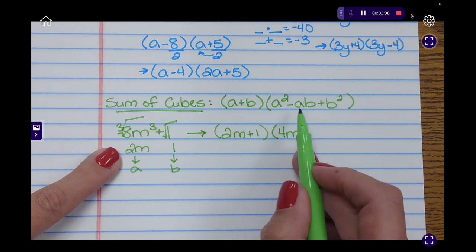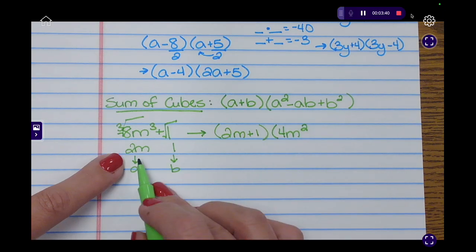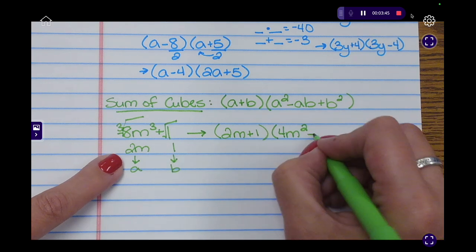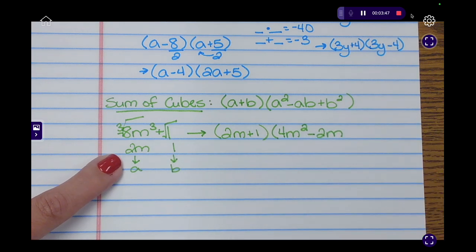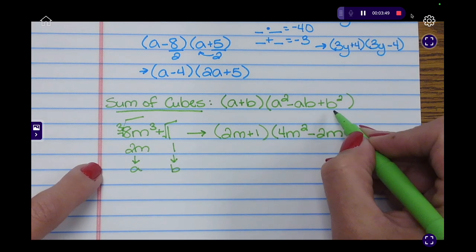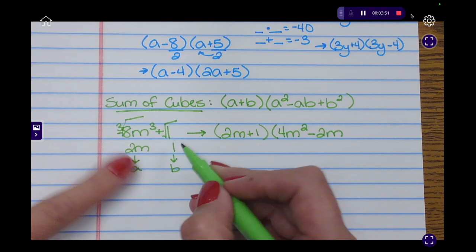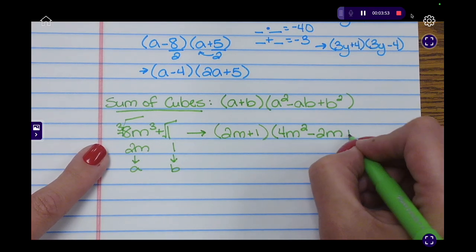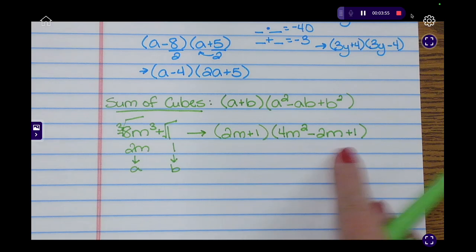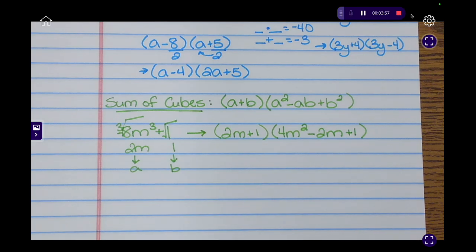And then I'm going to do minus a times b. So now I'm going to do a times b. So 2m times 1, I'm going to put a minus 2m. And then this last one, b squared, I'm going to square my b value, which was just 1. So that would be a positive 1. And this would be the factored form of that sum of cubes. Okay, so let's try another one.